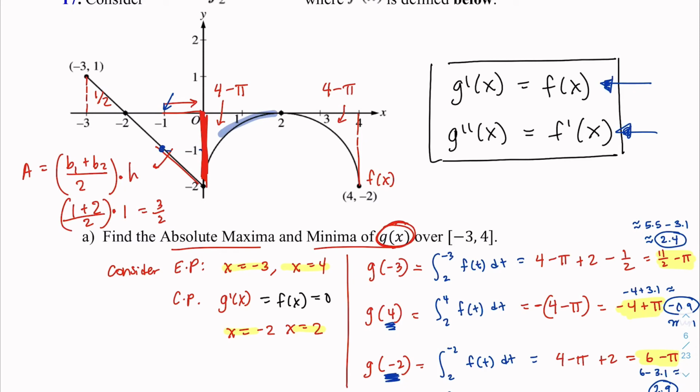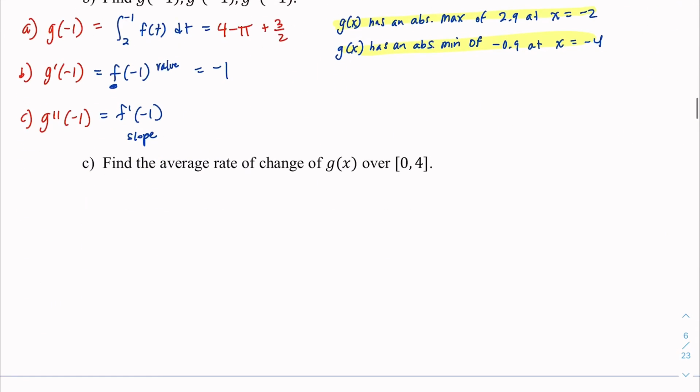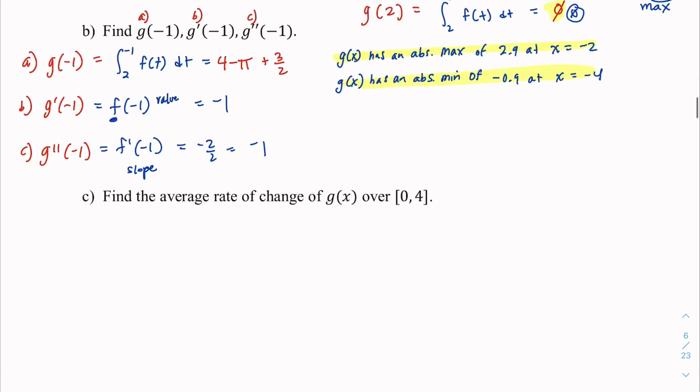Well, at x equals negative 1, here's the slope. We can count based on these points around it, and so we can find the slope at this point. We're going down 2, over 2, so our slope is also negative 1. And those are our answers.